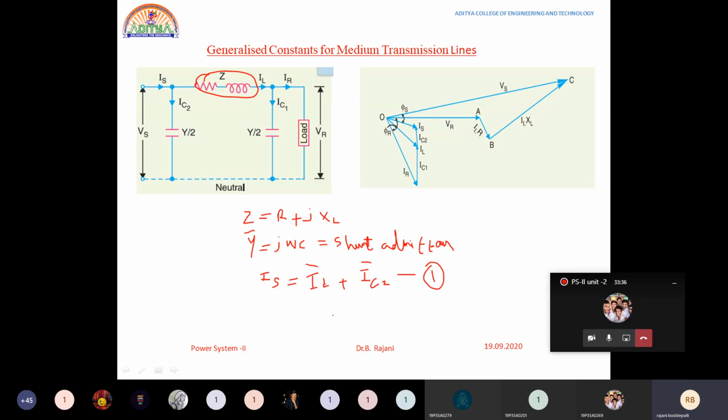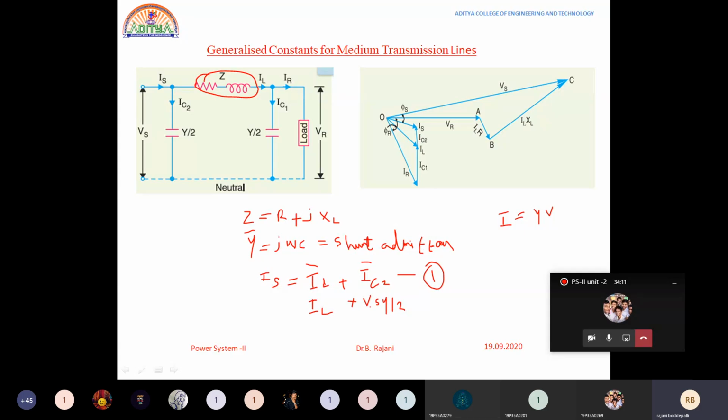What is IC2 again? IC2 is nothing but Vs into Y by 2 here, since I is equals to YV. Here because of Y by 2 we are having C divided by 2. So we can write IS as IL plus Vs into Y by 2. Why? Because I is equals to YV formula we know, from Ohm's law only, Y into V.